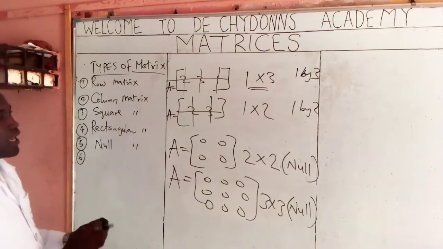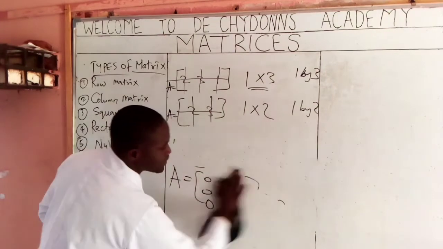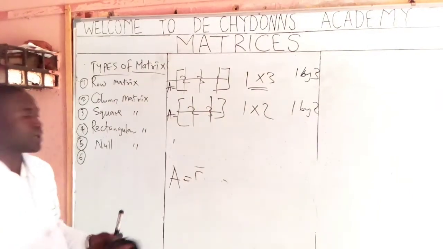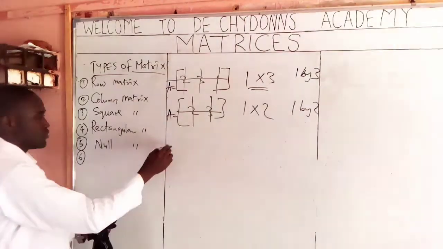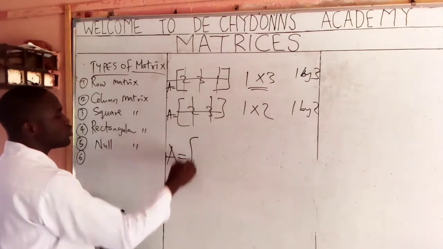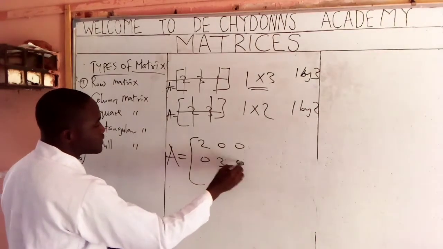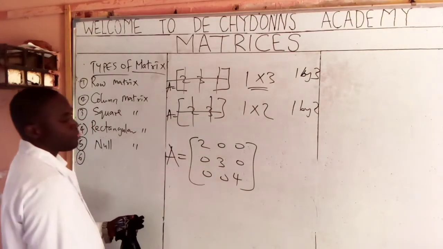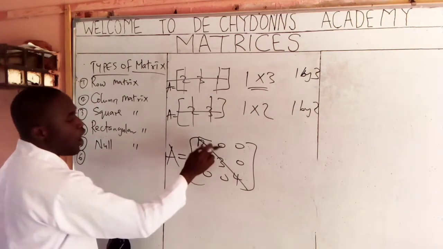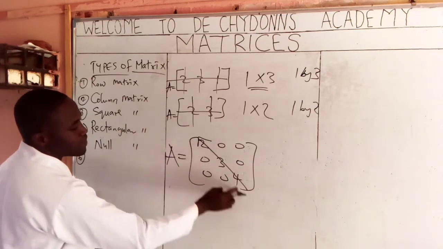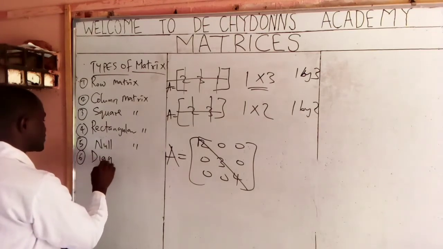Number 6 is diagonal matrix. Diagonal matrix is a matrix whose elements are all 0 except the diagonal elements. This is a typical example of diagonal matrix. Why? These elements are called the diagonal elements. So all the elements are zeros except the diagonal elements. That is why we call it diagonal matrix.